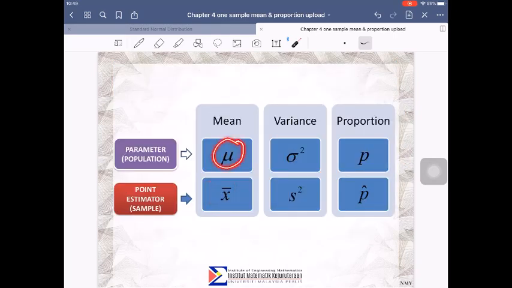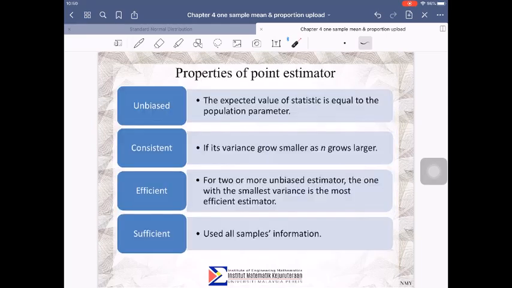Mu is the mean for population, x bar is the mean for sample. Sigma squared is the variance for population, s squared is the variance for sample. P is the proportion for population, p hat is the proportion for sample. There are four properties of a point estimator. First, it must be unbiased, consistent, efficient, and also sufficient.